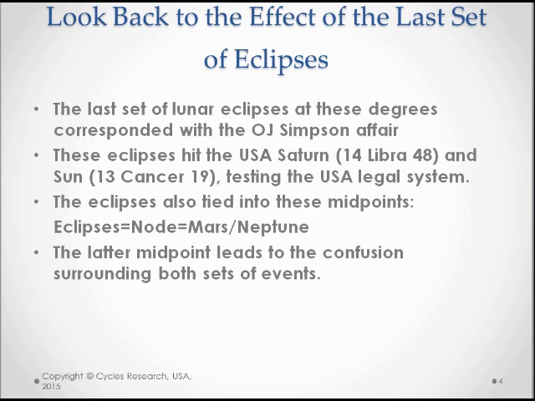Now we look back to the effect of the last set of eclipses, and if you haven't guessed by now, the last set of lunar eclipses at these degrees corresponded with the O.J. Simpson affair, and we've all heard enough about that, so I'll skip right on to the next subject. These eclipses hit the USA Saturn 14 Libra and Sun 13 Cancer, so it tested the USA legal system.